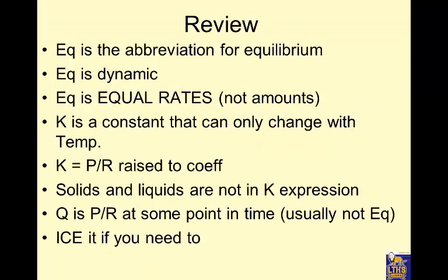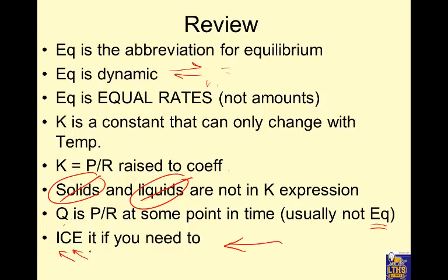All right, so what's equilibrium? Okay, EQ is the abbreviation for equilibrium. EQ is dynamic. That means the rate of the forward equals the rate of the reverse. All right, equal rates, not amounts. K is a constant that can only change with temperature. K is products over reactants. Raise the coefficients. No solids, no liquids in K. Q is products over reactants, but we don't know if it's at equilibrium, so we use it. ICE stuff, if you need to, means figure it out by figuring out initial, change, and equilibrium if you have to.